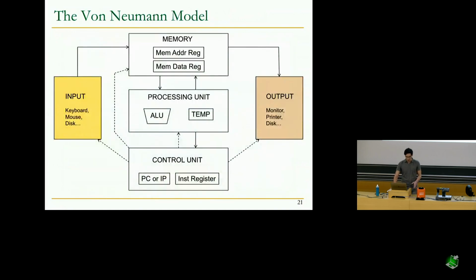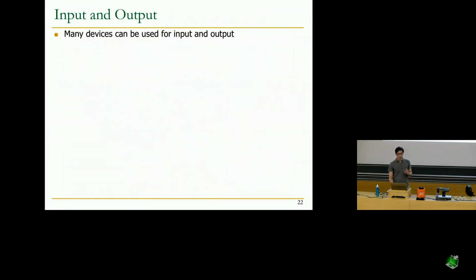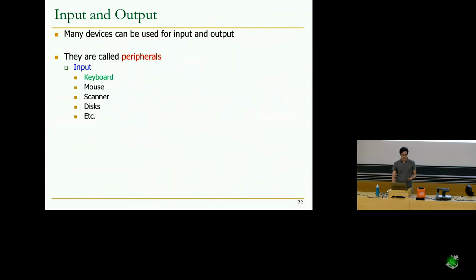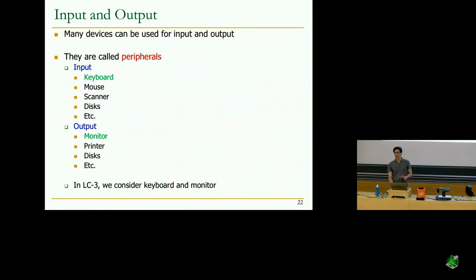Now let's briefly talk about the input and the output. As I said in the beginning, input and output are the interfaces that we're going to use to interact with the computers. They are called peripherals, and as you can guess, there are different peripherals like keyboard, mouse, scanner, disk that can be used for input, and others that can be used for output, like a monitor or display, printer, the disk as well, etc. In principle, in LC3, we only consider keyboard for input and monitor for output. That's all regarding input and output.